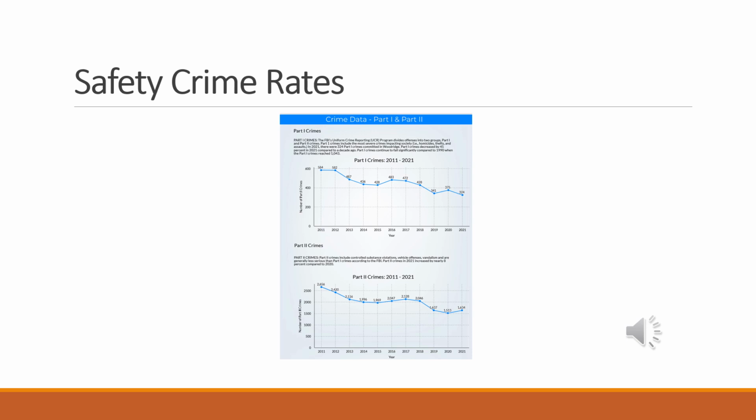Now, Part 2 crimes include controlled substance violations, vehicle offenses, vandalism, and are generally less serious than Part 1 crimes. That's according to the FBI. Part 2 crimes in 2021 increased by nearly 8% as compared to 2020, and we'll see in the next slide what that translates to.